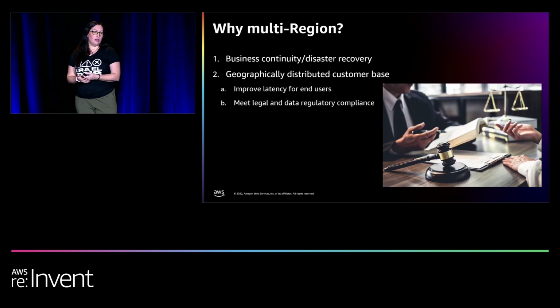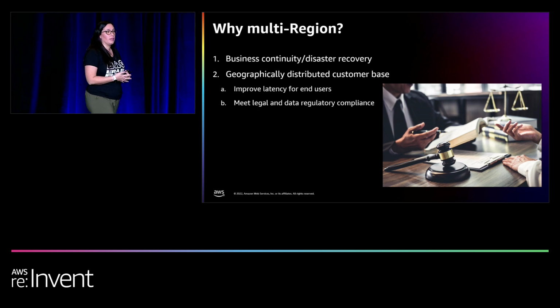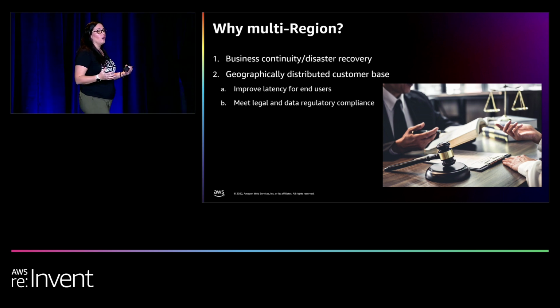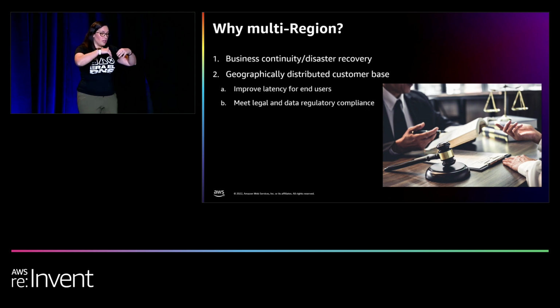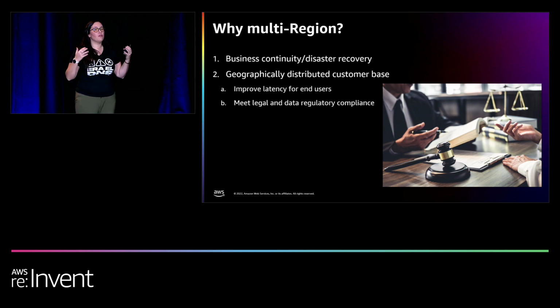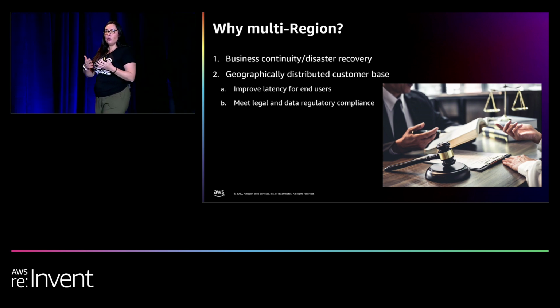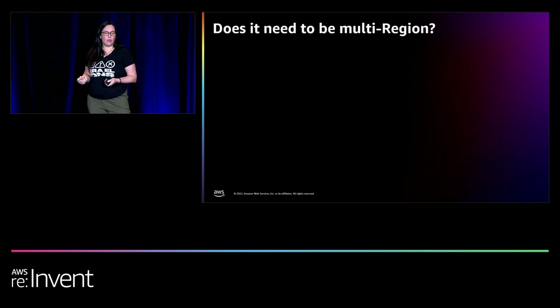Another reason is you need to meet legal and data regulatory compliance. And this is the case for a lot of verticals. For example, in Germany, a lot of verticals require that the data of citizens of Germany is stored in Germany, and they need to use the Frankfurt region, and that happens in many, many countries. So you need to have a multi-region strategy to address this situation.